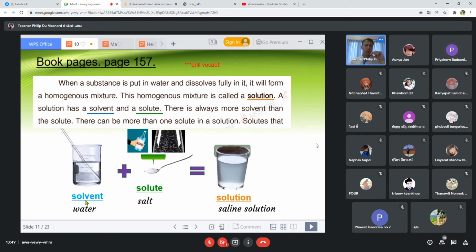Okay, so solvent almost always has to be more than the solute. So I need a lot of water and maybe just a little bit of salt is okay. If I have a lot of salt and a little bit of water, it's not going to work. So the solvent always has to be a lot and the solute not so much. Okay, let's go to the next page.